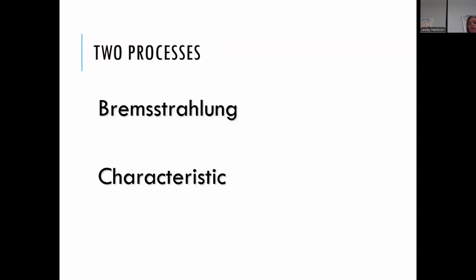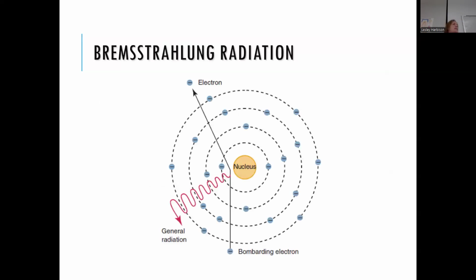So Bremsstrahlung is the first one we're going to talk about, and that's the one that's a little bit more inconsistent. The reason why it's more inconsistent is because we have to zoom back down to the level of a tungsten atom.